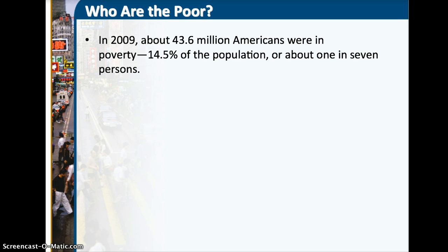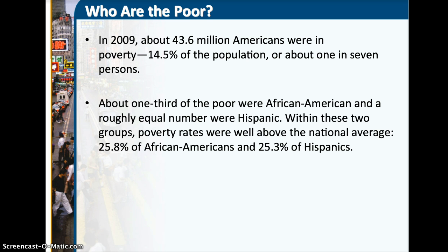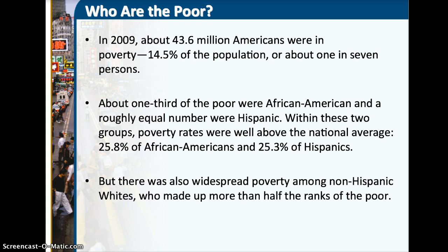Who are the poor? In 2009, about 43.6 million Americans were in poverty, 14.5% of the population, or about 1 in 7 persons. About 1/3 of the poor were African American, and a roughly equal number were Hispanic. Within these two groups, poverty rates were well above the national average, 25.8% of African Americans and 25.3% of Hispanics. But there was also widespread poverty among non-Hispanic whites who made up more than half of the ranks of the poor.